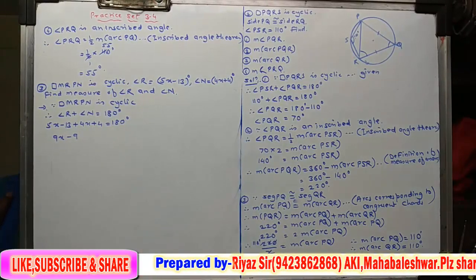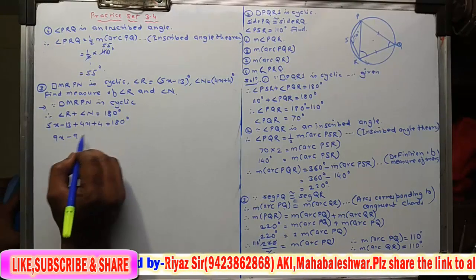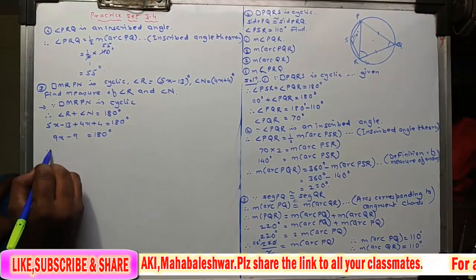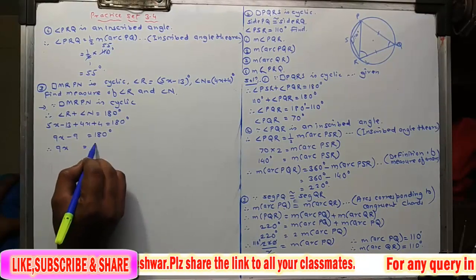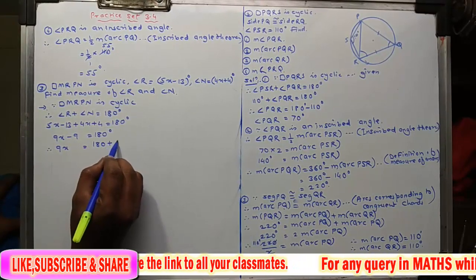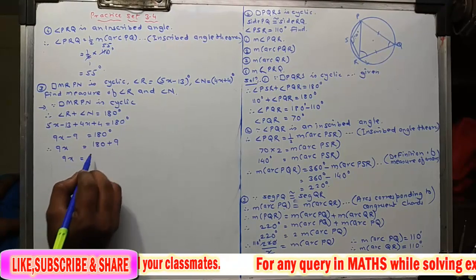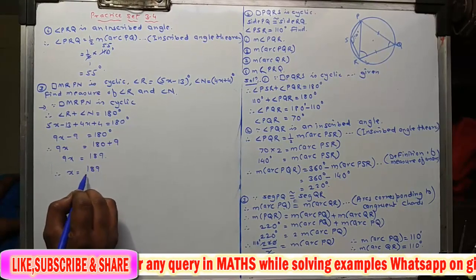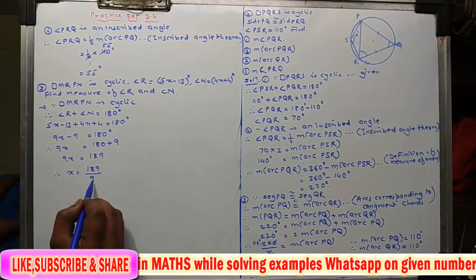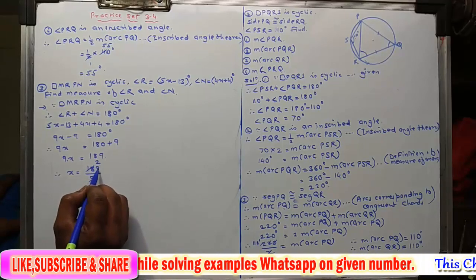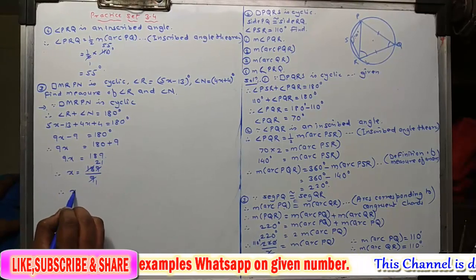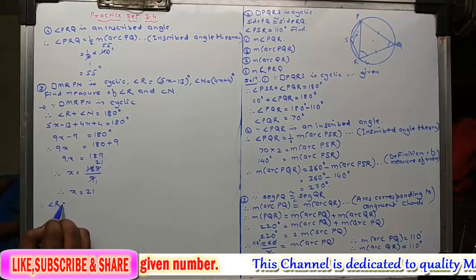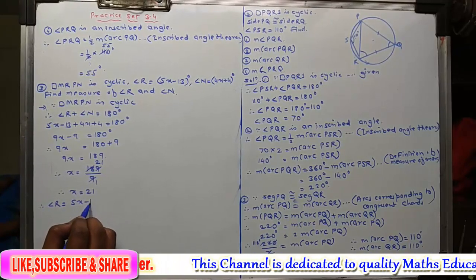Different signs are there, so we have to perform subtraction: 13 minus 4 is 9, with the sign of the greater number. So 9x minus 9 is equal to 180 degrees, and therefore 9x is equal to 180, and this minus 9 becomes plus 9, so 9x is equal to 189, and therefore x is equal to 189 divided by 9. Just divide it. 9 ones are 9, 9 twos are 18, 9 ones are 9, and therefore x is equal to 21.